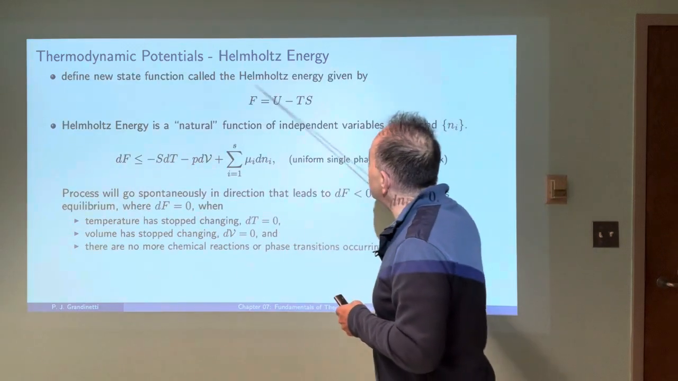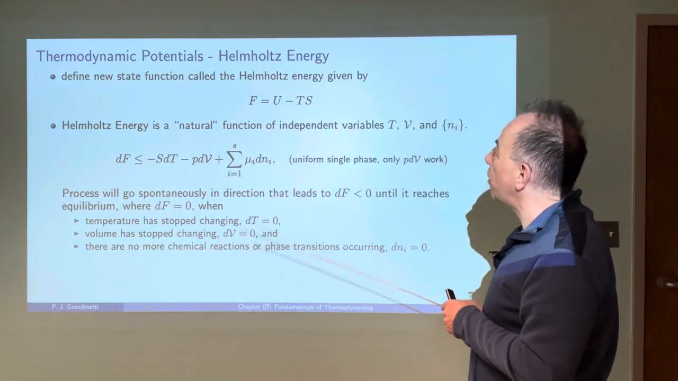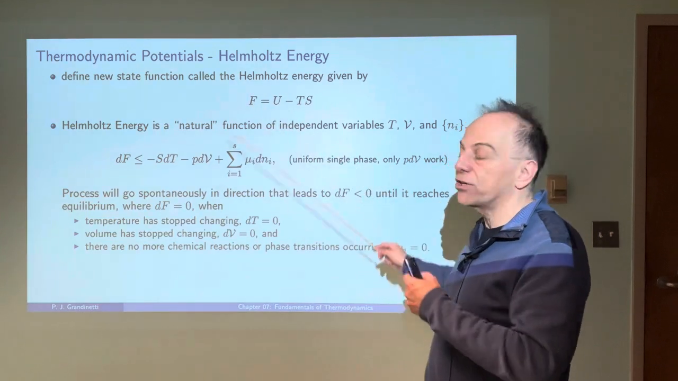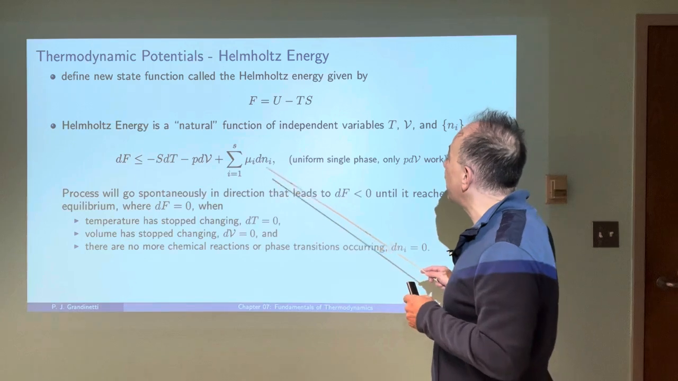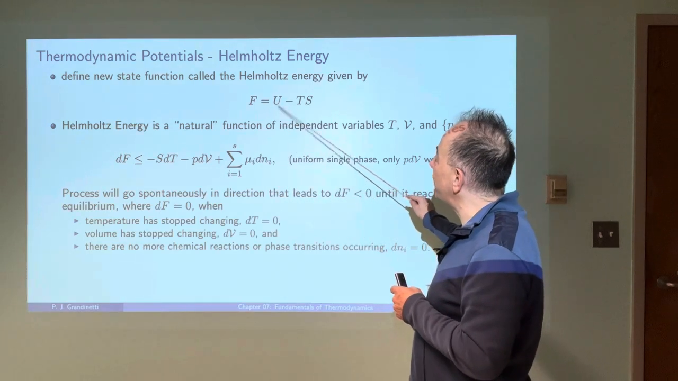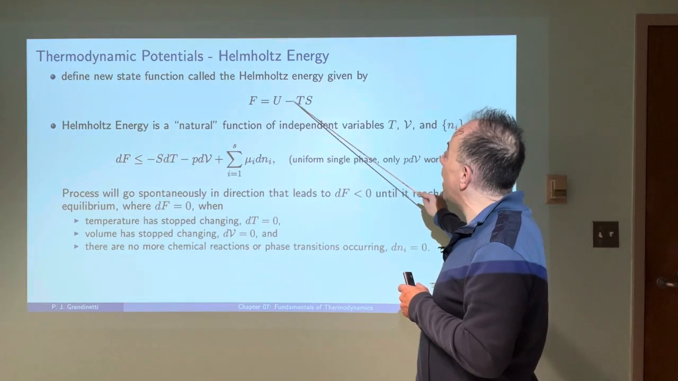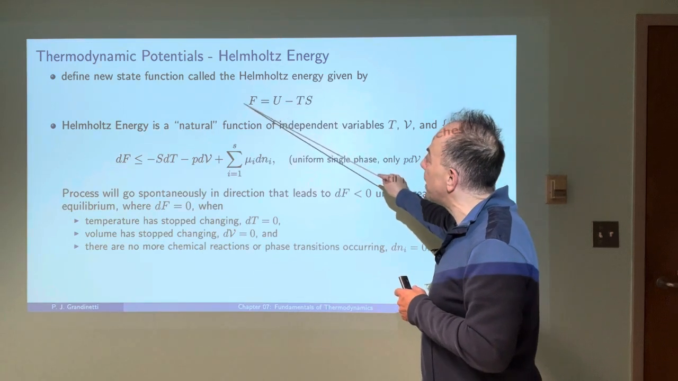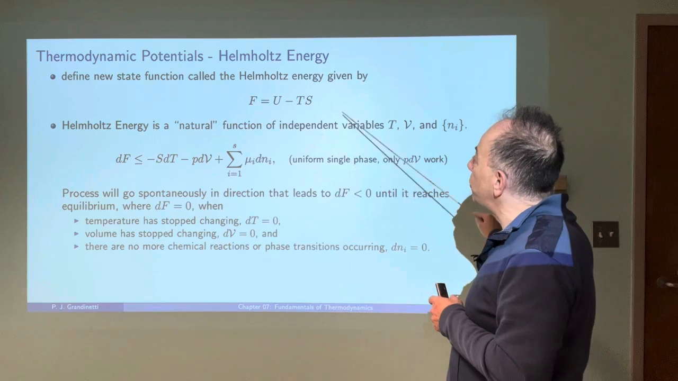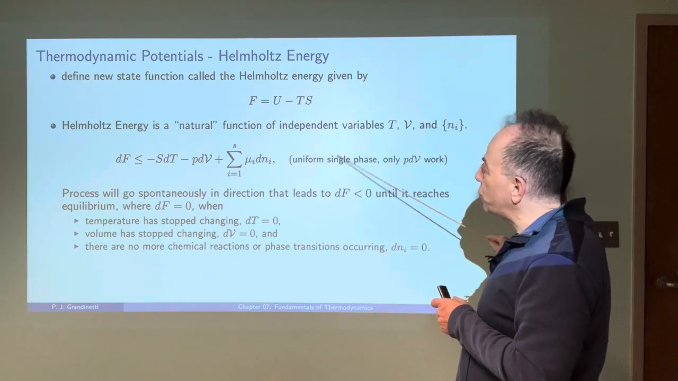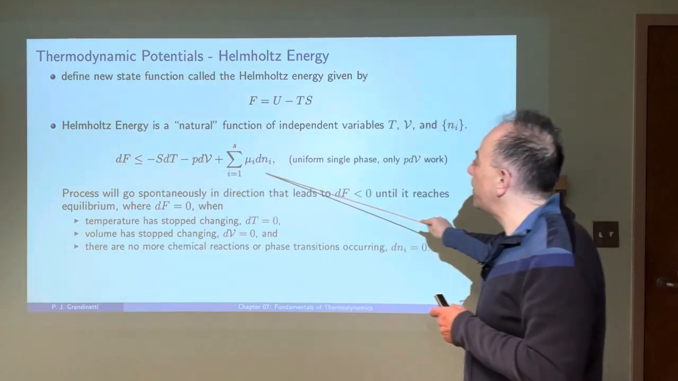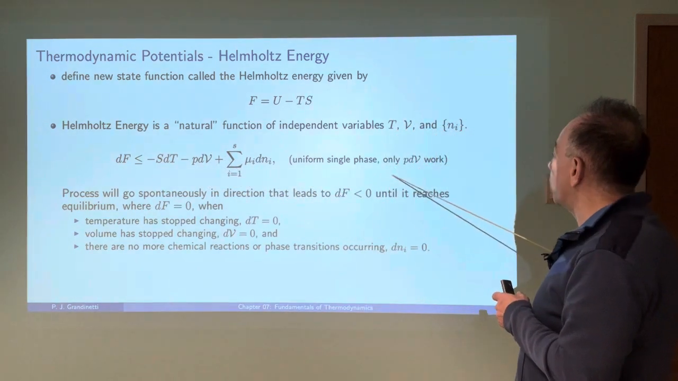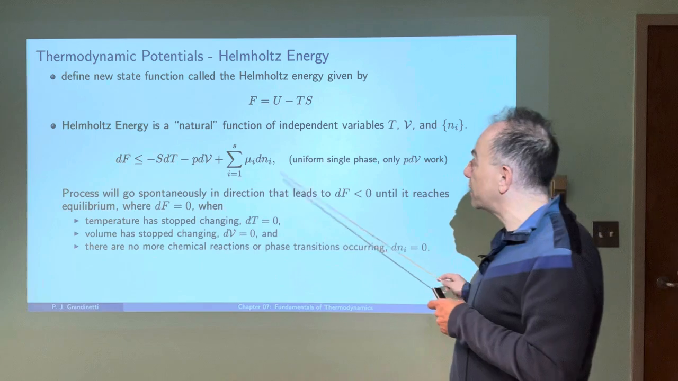So what we do is we create a new energy function called the Helmholtz energy, and the Helmholtz energy is defined in terms of state functions. So this harkens back to what we did with enthalpy. So we're going to define a new state function where F is U minus TS. This is a state function, T is a state function, S is a state function, so F is a state function. And if you make this definition, then you can show that dF ends up being this expression here for, again, a uniform single-phase system where only PdV work is allowed.